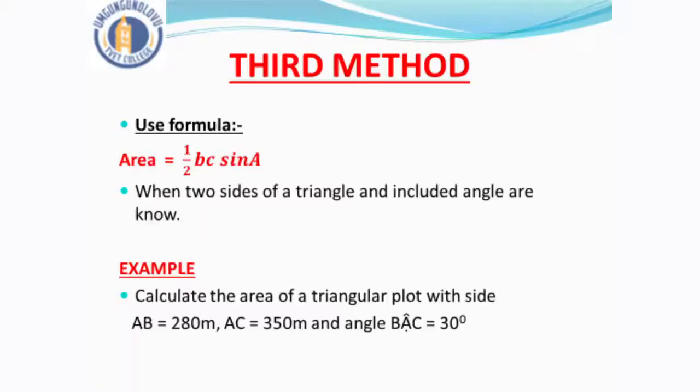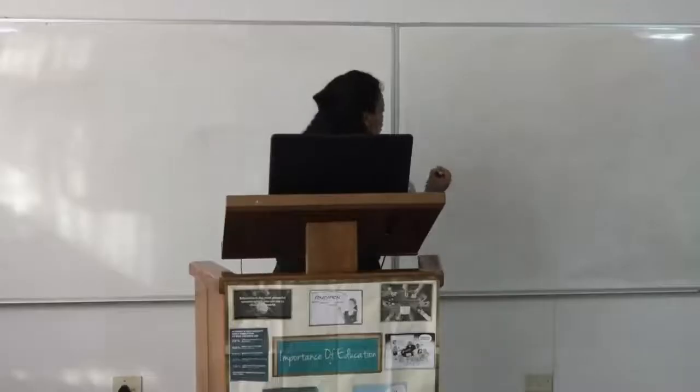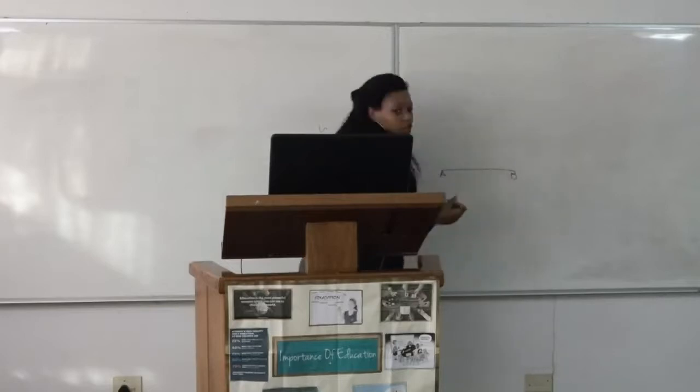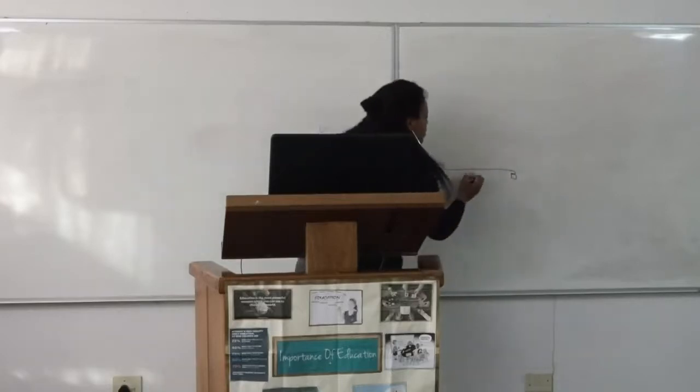Okay, so let us look at the example here. Calculate the area of the triangular plot with side AB equal to 280 meters, AC equal to 350 meters, and the angle BAC equal to 30 degrees. Okay, we need to draw our freehand sketch of this triangle. We've got line AB, which is 280 meters.